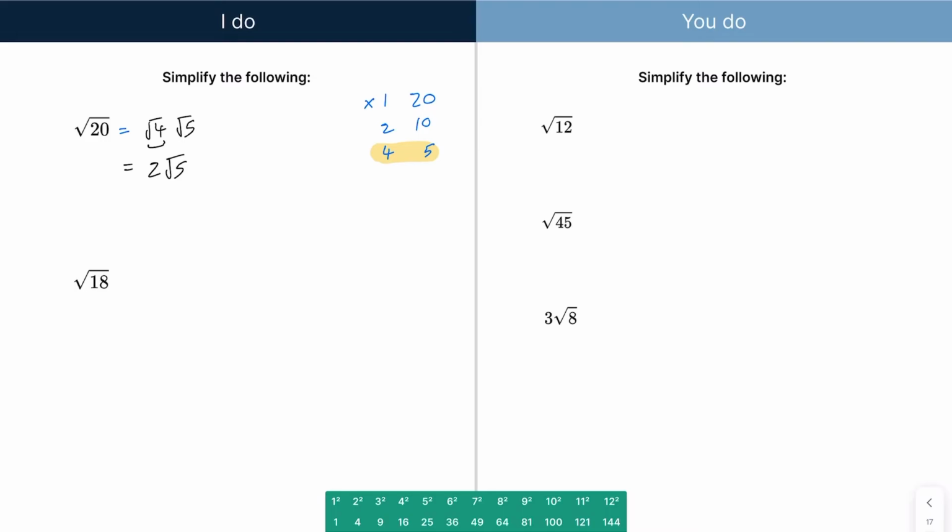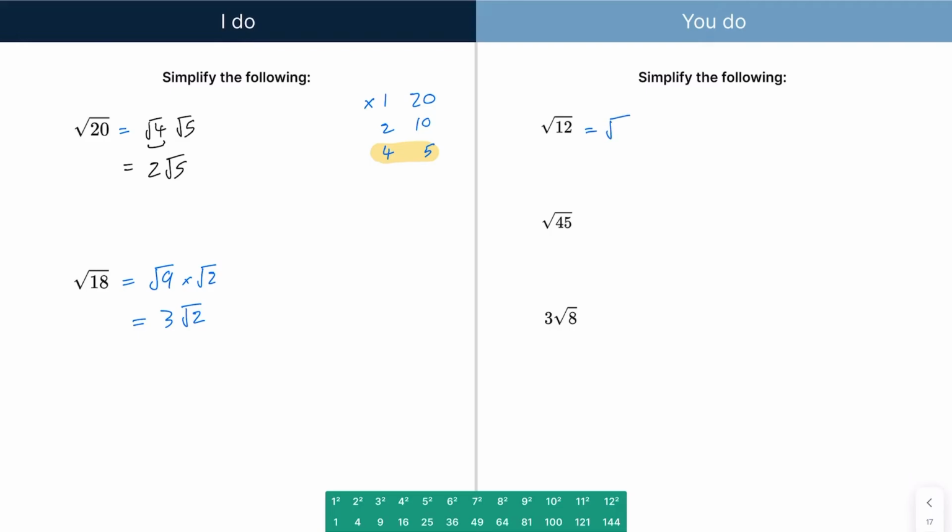With the next one, it's the exact same thing. Now think of two numbers that multiply to give you 18, where one of them ideally is a square number, because that will allow us to simplify things. That would be 9 times 2, so root 9 times root 2. Now root 9 becomes 3, we're left with the root 2. So now press pause and have a go at the examples on the right.